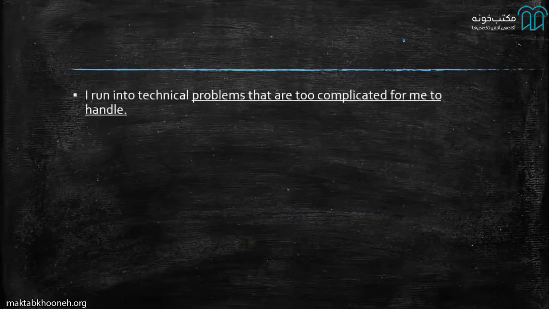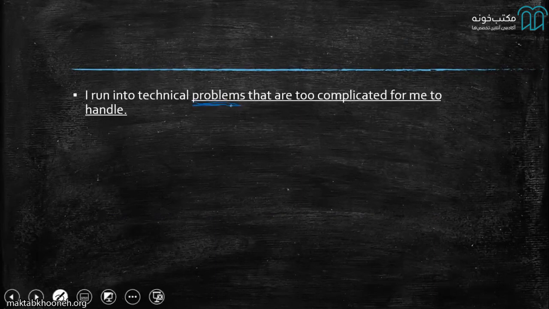Now let's look at the first sentence or the simple structure. I run into technical problems that are too complicated for me to handle. So basically I have a normal sentence. I run into technical problems, which ends with a noun. Anytime there's a noun in your sentence, it could be as the subject in the beginning or it could be at the end. And of course, it's better that you use the one at the end for this grammar, but you can use this post-modification. So problems is the noun, and that are too complicated for me to handle is the modifying clause, or extra information.